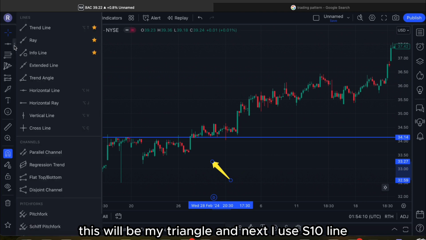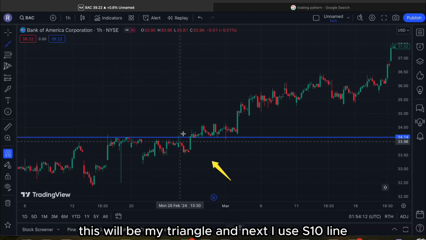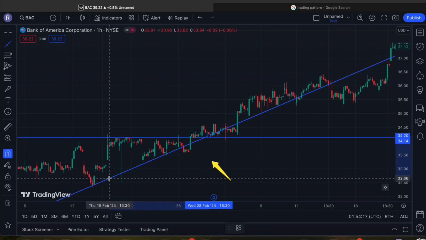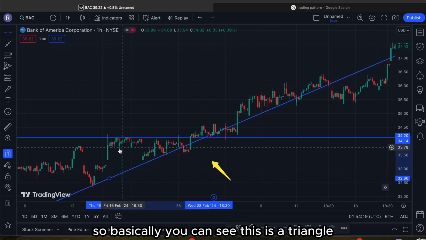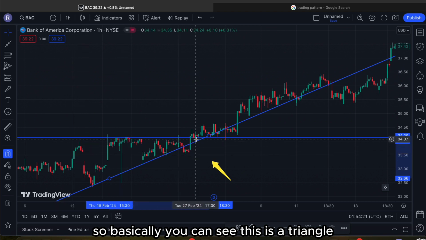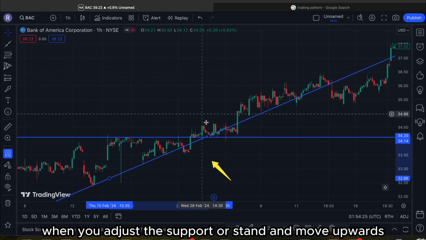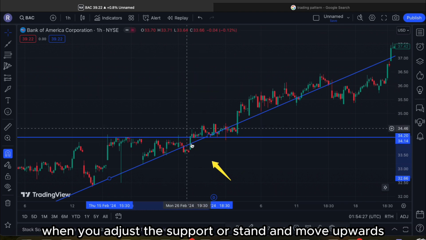And next I use the extend line. So I plot the extend line. So basically you can see this is a triangle, and the triangle will have a breakout when it reaches the support or resistance and moves upwards.